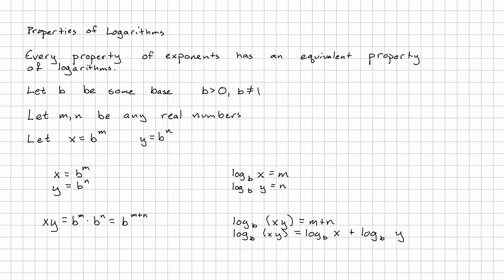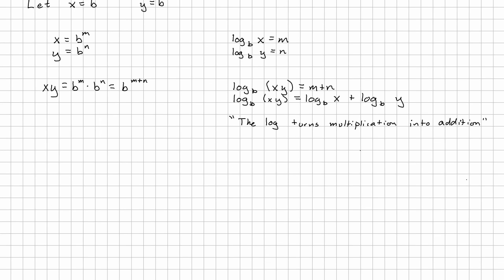The way that we describe this in words is the log turns multiplication into addition. So if we're multiplying things together and then taking the log, we can instead take the log and then add. That's the equivalent of our rule of exponents for when we multiply.